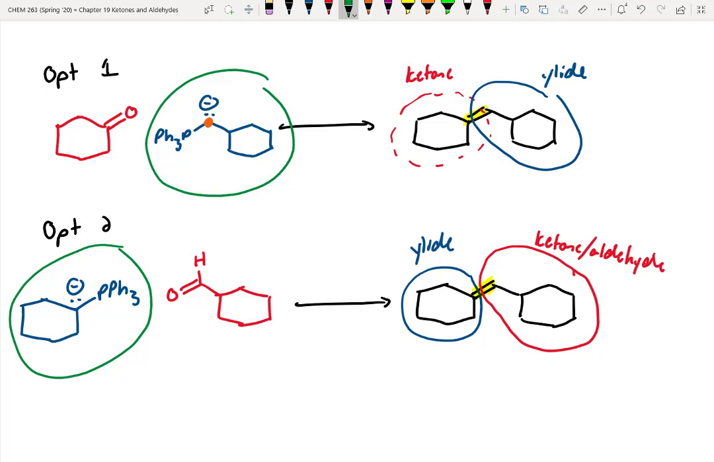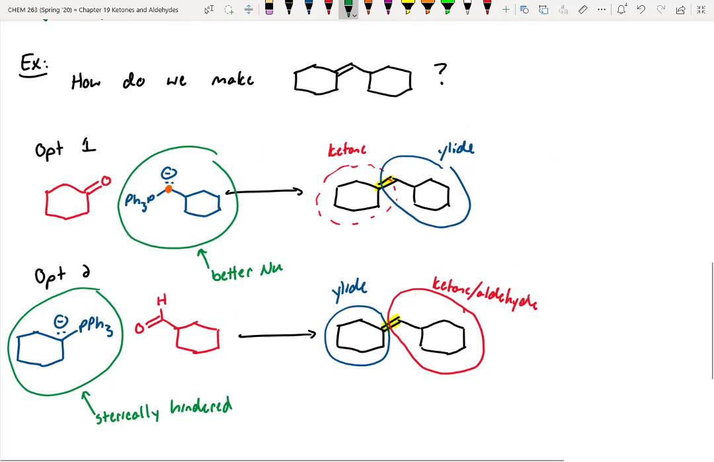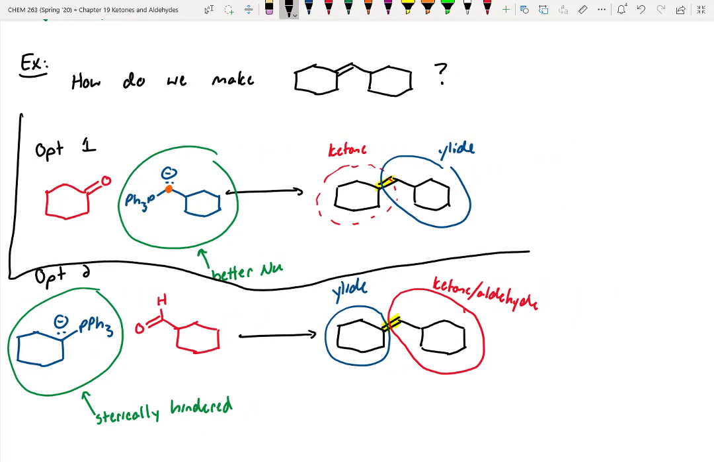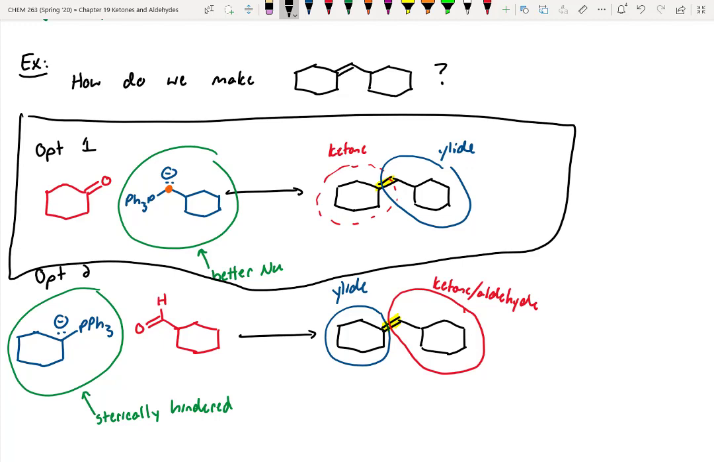The second thing we can look at is sterics. We said that things that are sterically hindered tend to be worse nucleophiles. I would say that this one is sterically hindered. Meaning the carbon with the negative charge is kind of blocked by the adjacent carbons and the triphenylphosphine group. It's essentially a tertiary-esque carbon. So this is sterically hindered, which means that this is a bad nucleophile, which means that this is a better nucleophile on top. And I would say that this top option that we've identified here would be the best route for making our desired product.